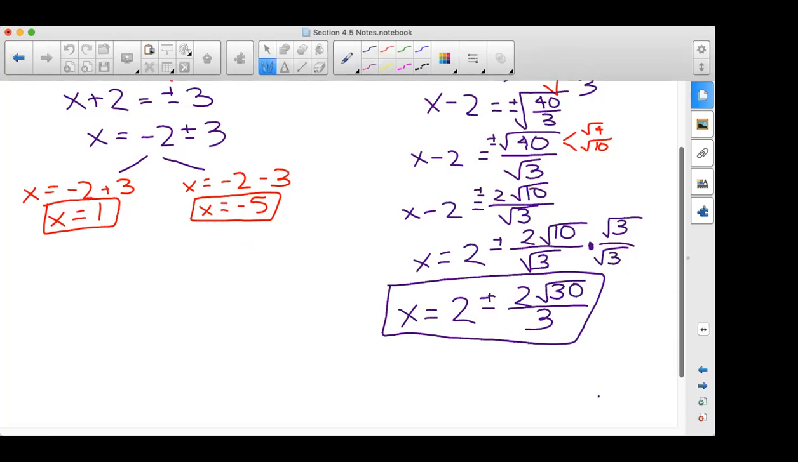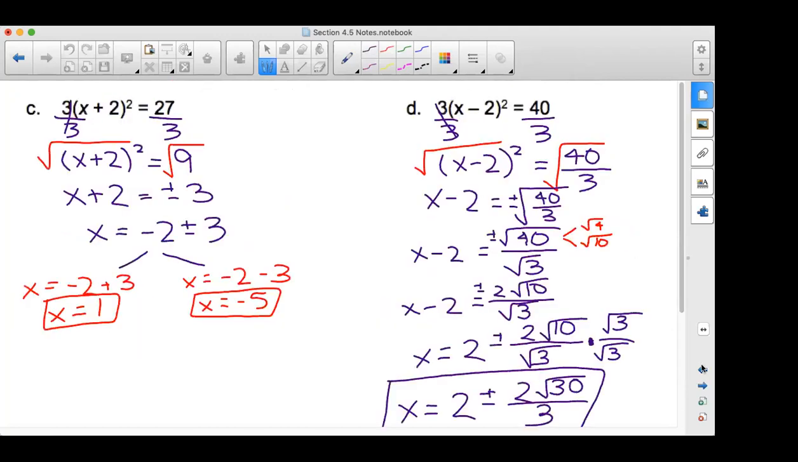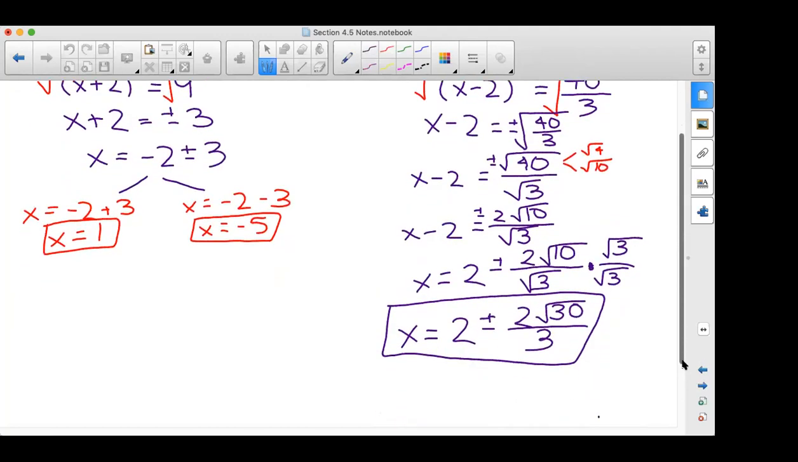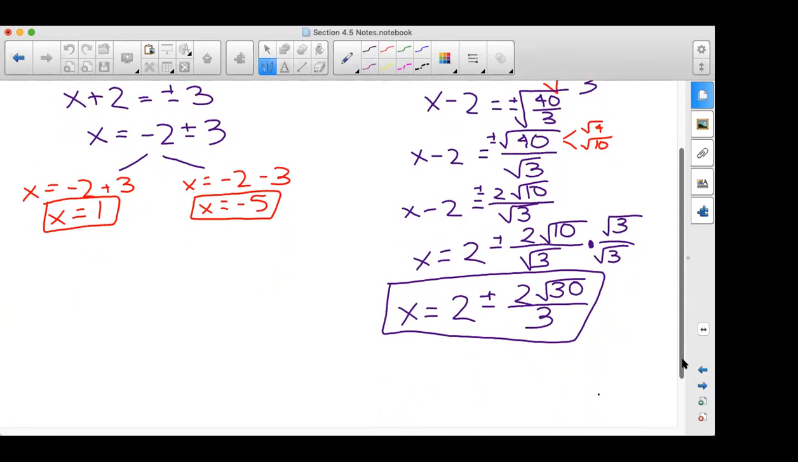Now this one's an ugly answer. So you can see, if it's not a perfect square, you can't take the square root of the number. You get an ugly answer. If you can take the square root of the number, that's kind of a nice answer. Questions?